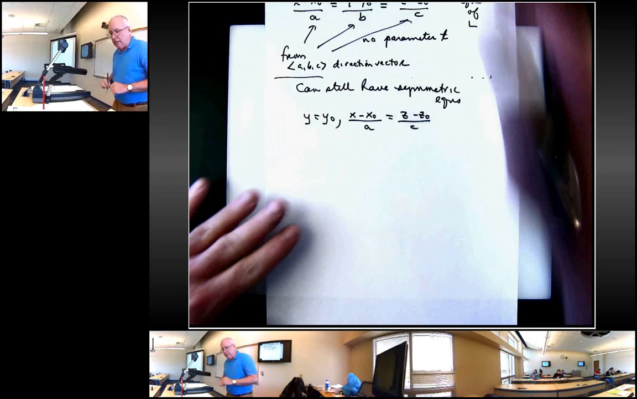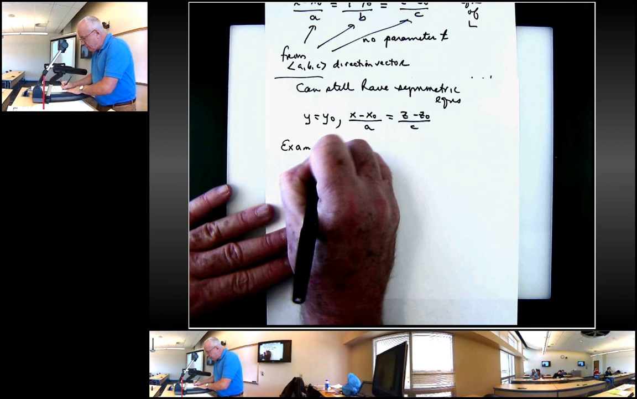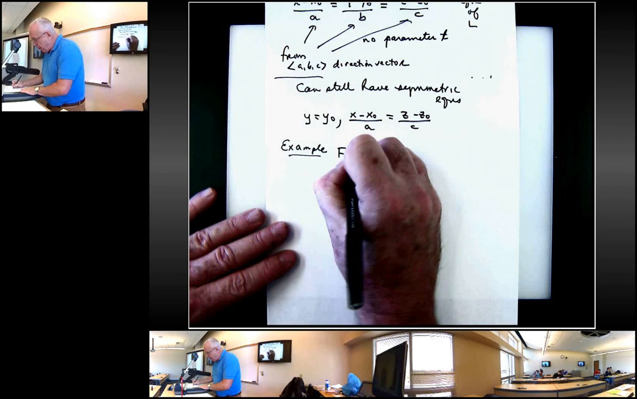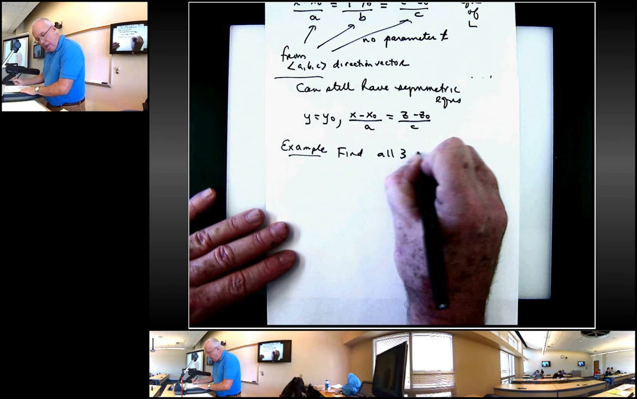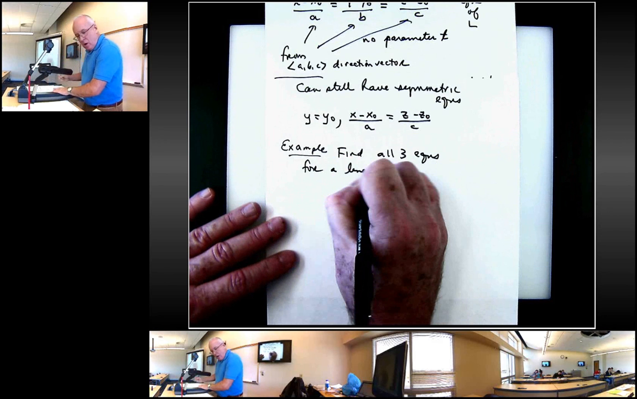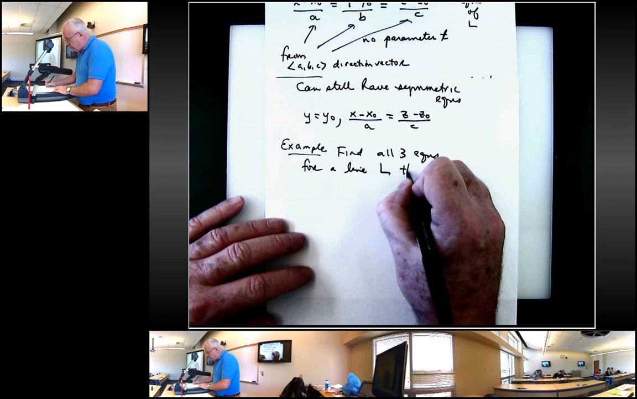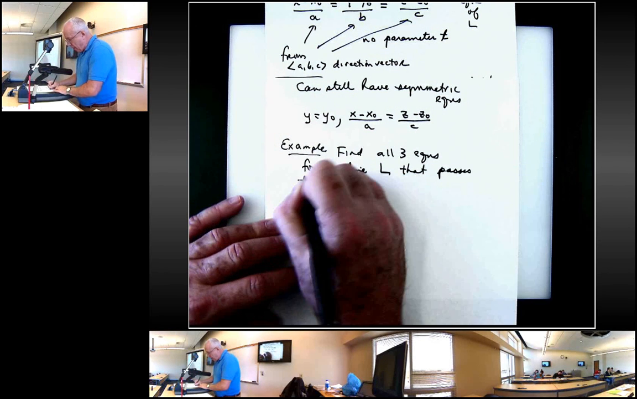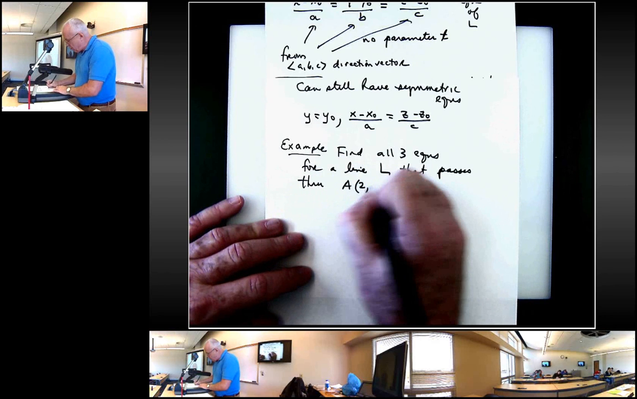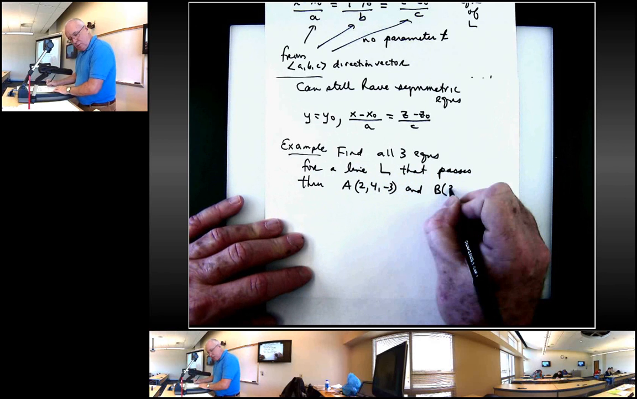So let's look at another example where we're going to find all three types of equations. And what are we told? For a line L, we're told that it passes through two separate points. It passes through point A, (2, 4, -3), and point B, (3, -1, 1).